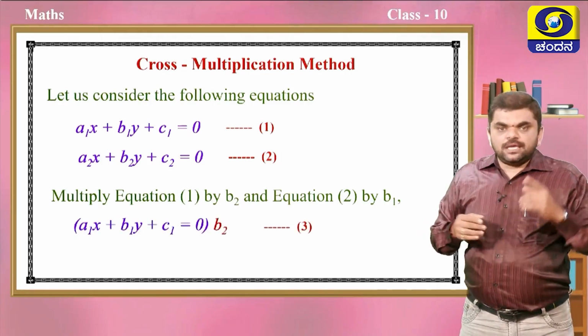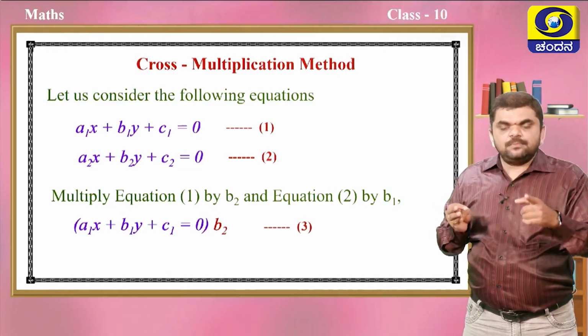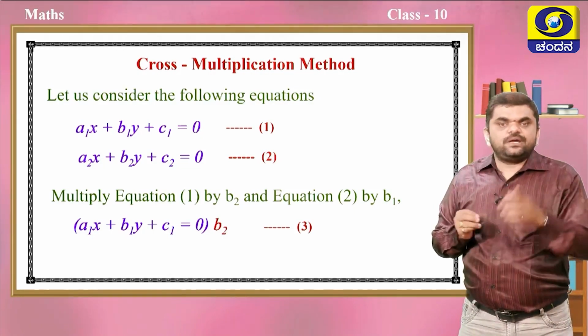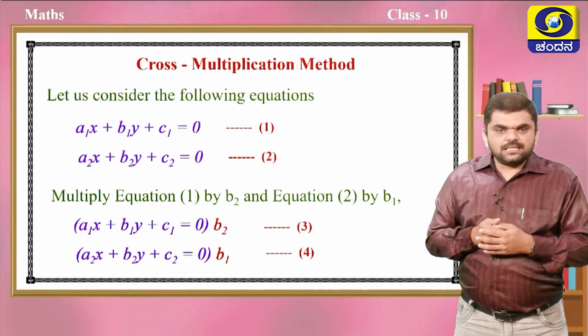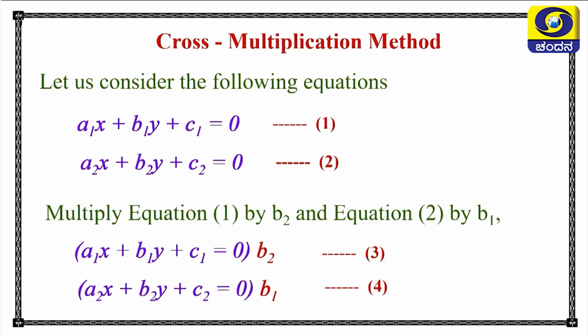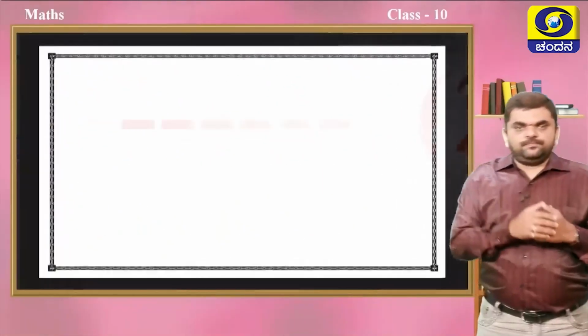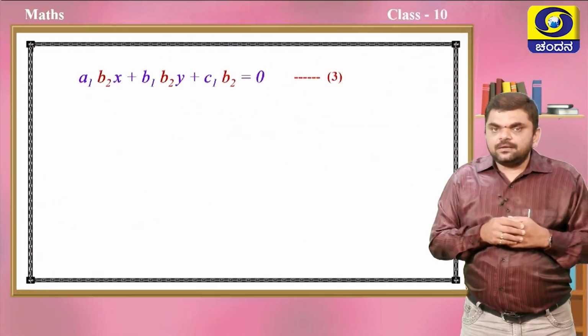Now multiply equation number 1 by b2, which is the coefficient of y in equation number 2, and multiply the equation number 2 by the coefficient of y of equation number 1, that is b1. Interchanging, a1x plus b1y plus c1 is equal to 0 into b2, and another one is a2x plus b2y plus c2 is equal to 0 into b1. Let us consider this as equation number 3 and 4. Now what we will get?